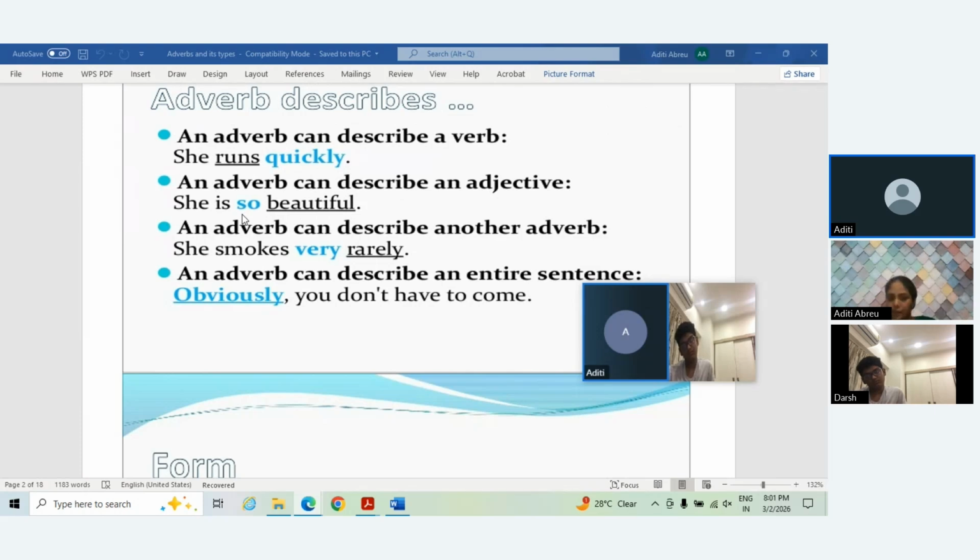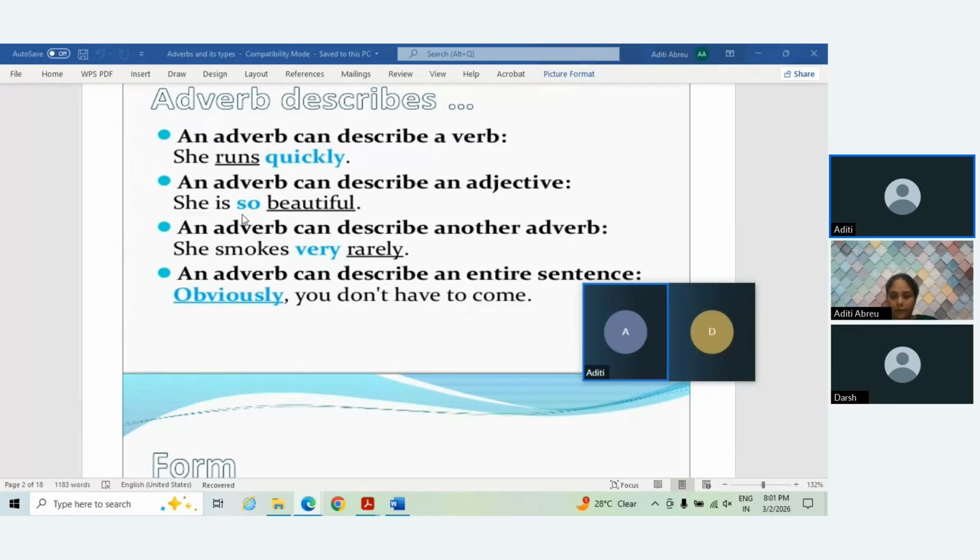So, how does an adverb describe another adverb? She smokes very rarely. Here, how does she smoke? Rarely. So rarely is an adverb of manner, right? But we want to tell the degree of her smoking. So, how rarely is it? It's very rarely. The word rarely is an adverb, and the word very is another adverb, which is describing rarely. So in this sentence, there are two adverbs.